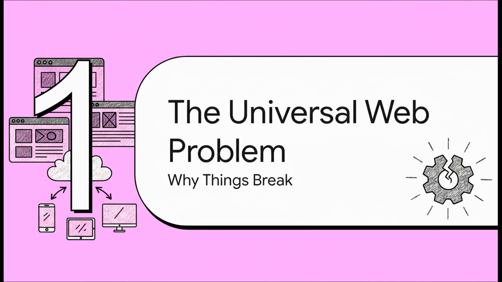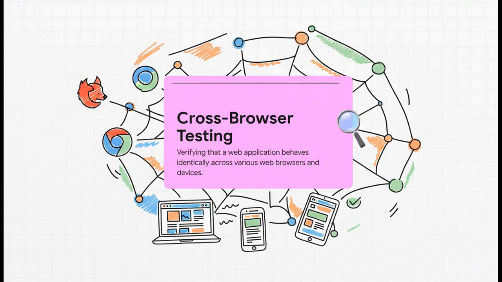Okay, let's kick things off. What is the fundamental reason a website can look so perfect in one place and so bad in another? Well, the industry has a name for this headache: cross-browser testing. And it's pretty much what it sounds like. It's the whole process of making sure a website works exactly the way it's supposed to, whether you're on Chrome, Safari, or Firefox, on a laptop, a tablet, or phone. The goal is simple: a perfectly consistent experience for you, the user.